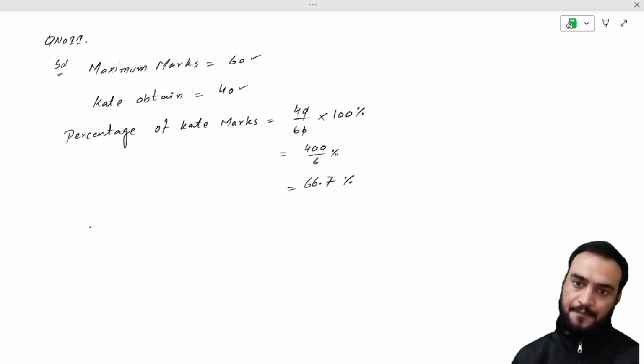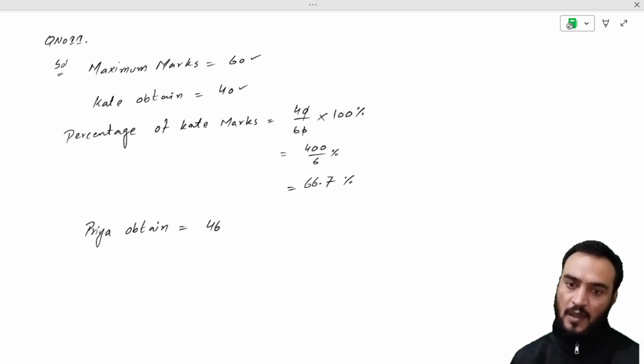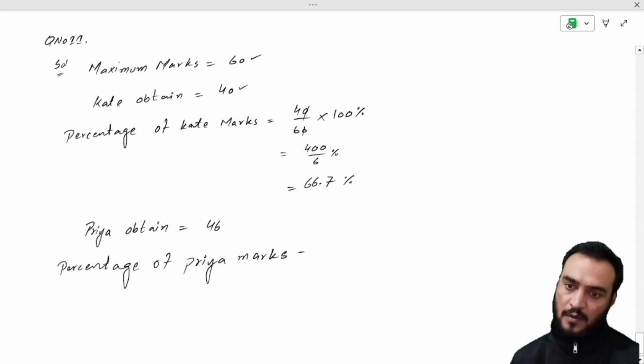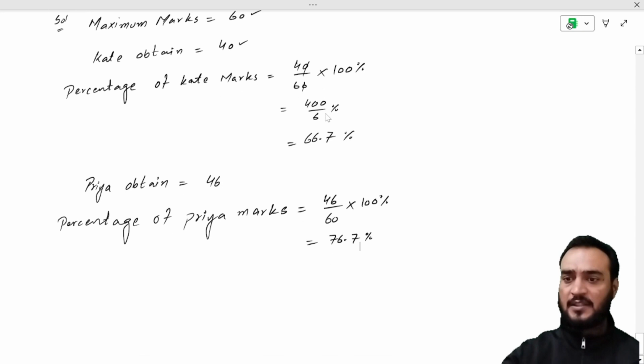Now, Priya. Priya obtained 46 marks. So percentage of Priya's marks is 46 over the total marks, 60, times 100%. So after simplifying this, we get 76.7%. So this is the percentage of Priya.